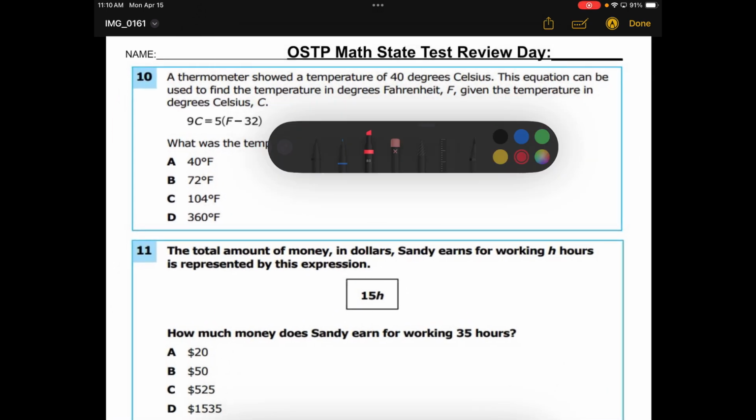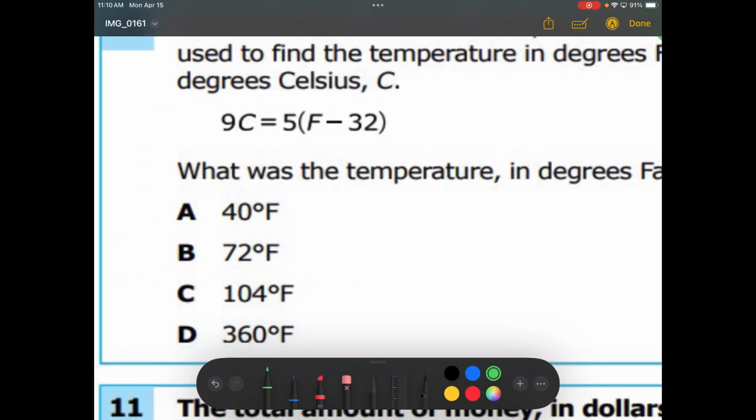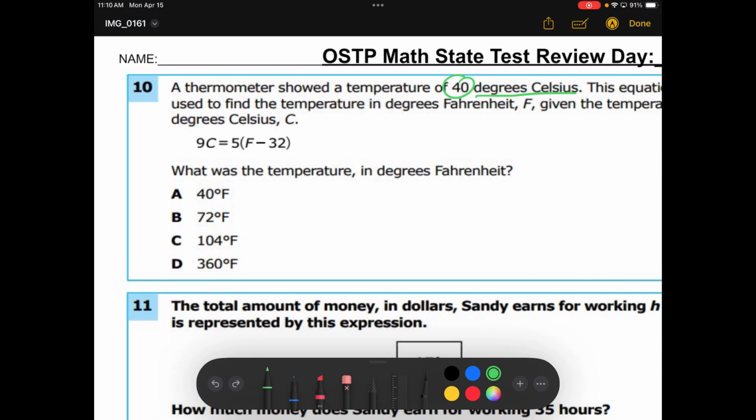Here we go. A thermometer showed a temperature of 40 degrees Celsius. This equation can be used to find temperatures in degrees Fahrenheit, F, given the temperature in degrees Celsius, C. This is the equation they are talking about. What is the temperature in degrees Fahrenheit?